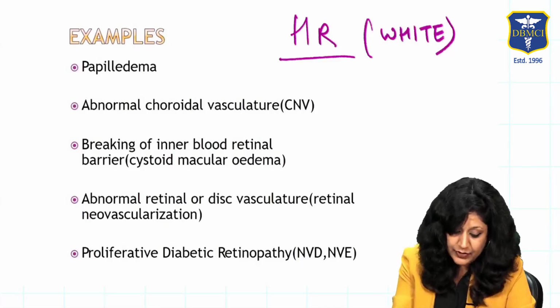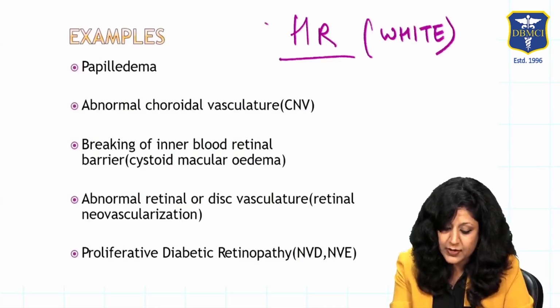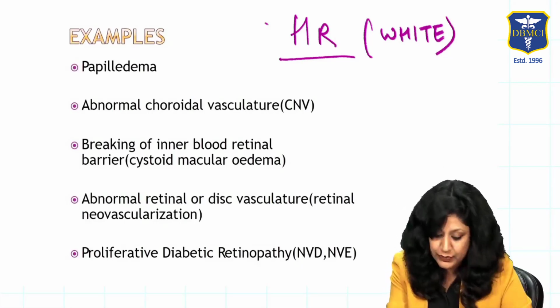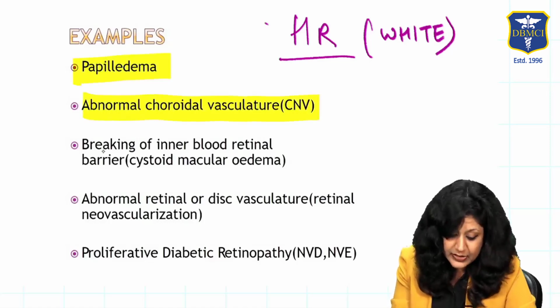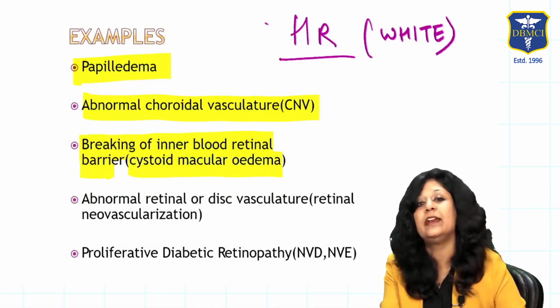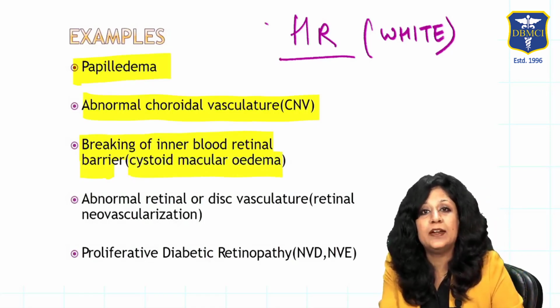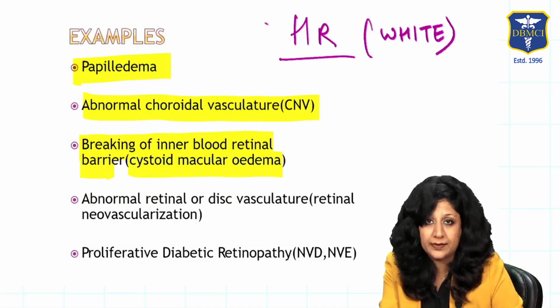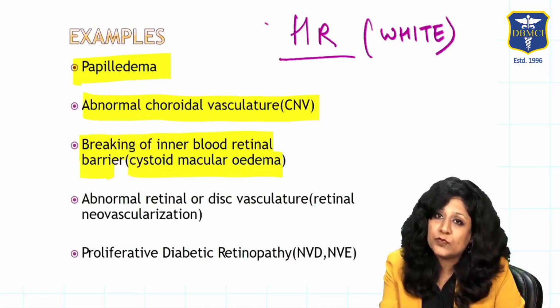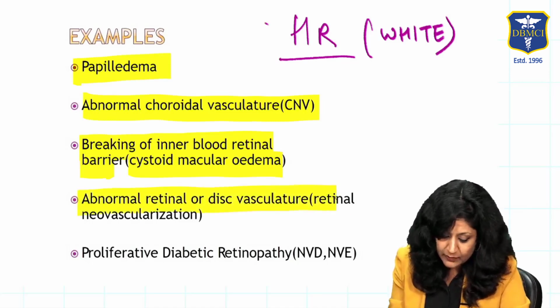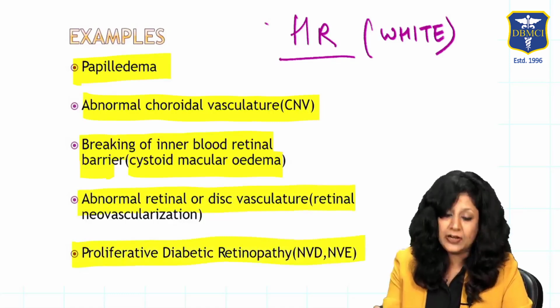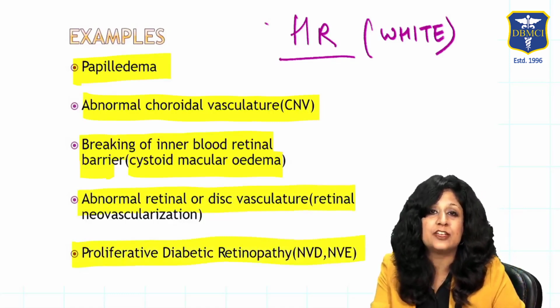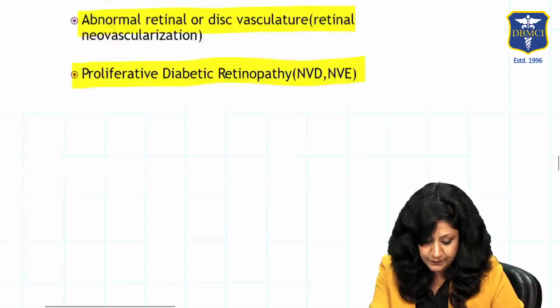Whenever we will have the papilledema, because of the more collection of the fluid, pooling of the fluid, right? Then I can have the abnormal choroidal vasculature or there is a breaking of the inner blood retinal barrier, for example cystoid macular edema. So here there is a collection of fluid in the outer plexiform, in the inner nuclear layer, Henle's layer of the macula. So again you will have pooling, or you can have abnormal vasculature like neovascularization leaking. So that occurs in the proliferative diabetic retinopathy. So in all these conditions I will have more of the white areas.